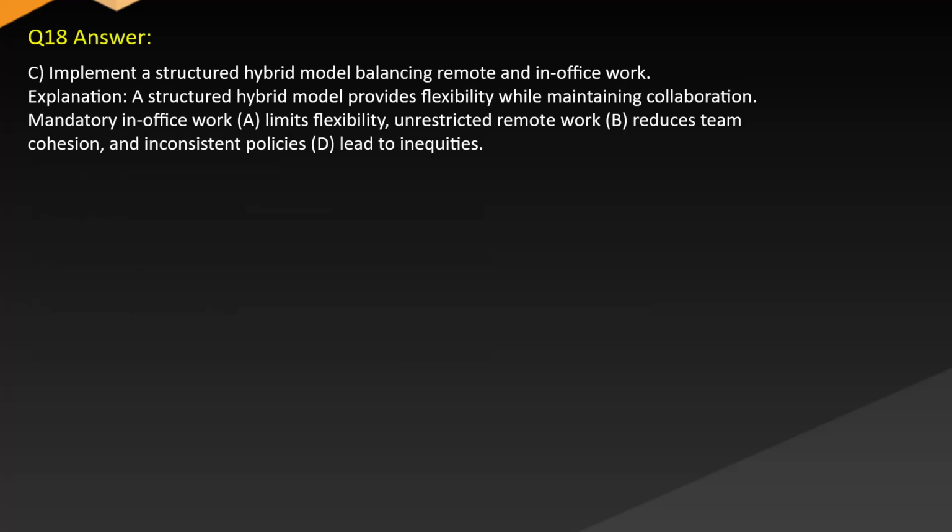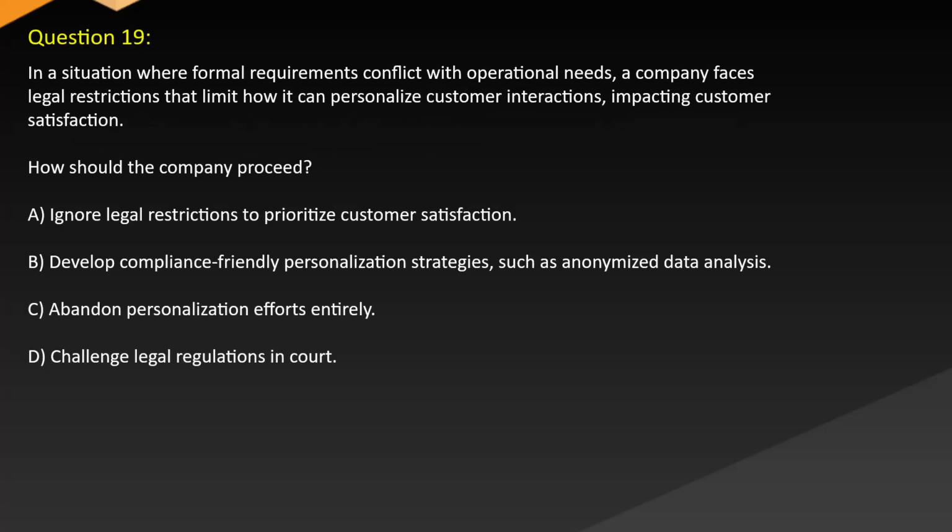Answer: C. Implement a structured hybrid model balancing remote and in-office work. Explanation: A structured hybrid model provides flexibility while maintaining collaboration. Mandatory in-office work (A) limits flexibility, unrestricted remote work (B) reduces team cohesion, and inconsistent policies (D) lead to inequities.